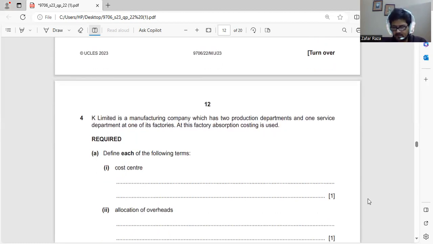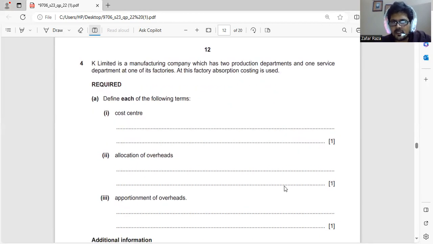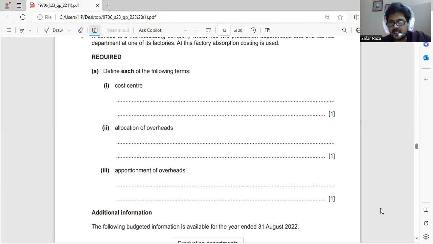Now come to question number 4. What is cost center? Cost center is the unit of a factory which is involved in production where cost is incurred. Now, allocation of overhead means when a cost is attributed directly to a cost center, it is called allocation of overheads. When we cannot trace the cost, we cannot allocate it, so we apportion the cost between different cost centers, which is called apportionment of cost.